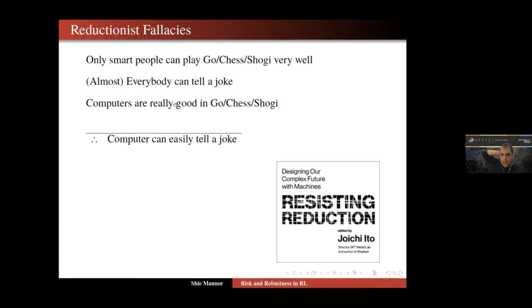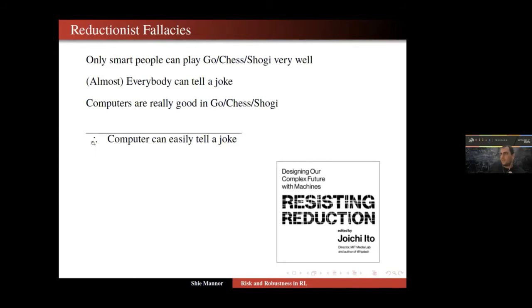So there is this notion that when we think about problems, we're making reductionist fallacies, and we pretend that some problems are much easier than they really are. This alludes to a book by Shie, who was the MIT Media Lab director, and basically we offer simplifying problems that are easy for us.